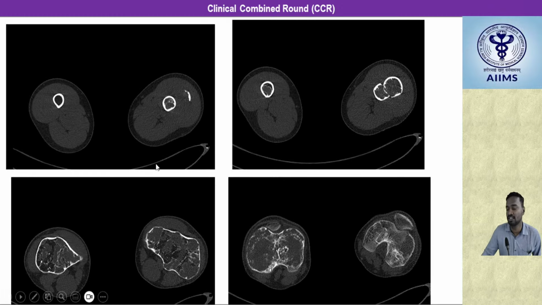And NCCT was done on the same day. You can see the fracture involving the left distal one-third of the femur. There is a hypodense intramedullary lesion causing expansion of the femur, and we can appreciate very clearly the chondroid matrix mineralization within the lesion. There is no periosteal reaction, no extraosseous involvement of the lesion, and no soft tissue component within the lesion.